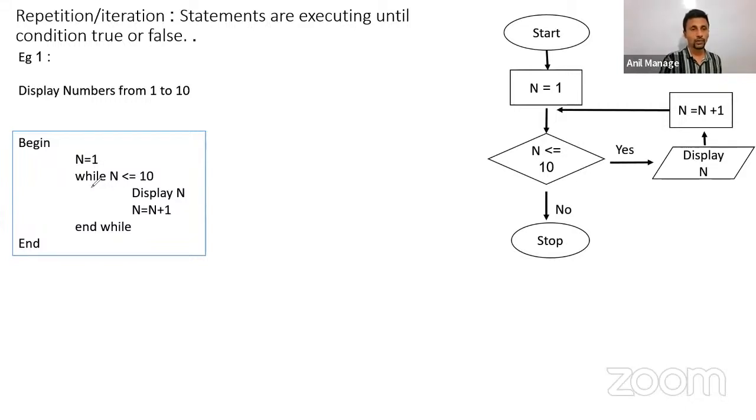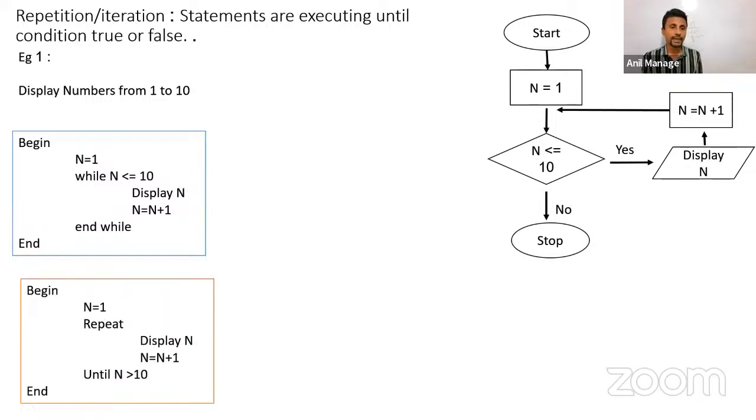One is the while loop. When you're using while, it works while the condition is true. If the condition is false, it will exit from the loop. Here n equals 1. So 1 is less than 10, the condition is true, so it displays n and n becomes 2. 2 is less than 10, condition true. This is working until the condition is false.